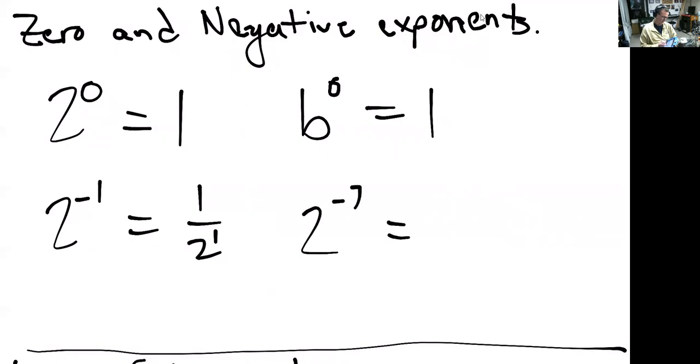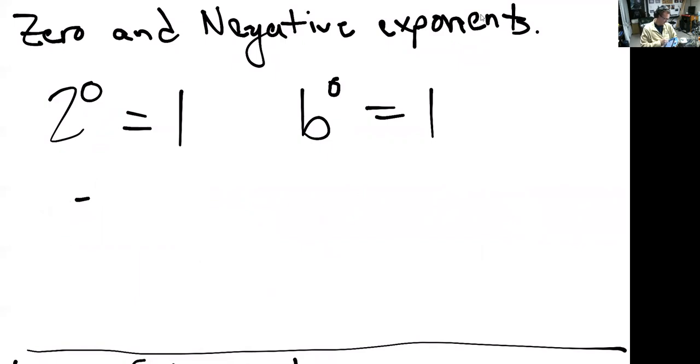2 to the -7 becomes 1/2 to the 7th. You change that sign, so whatever the number is, it becomes positive. And then the 2 to the 7th goes into the bottom, into the denominator. We're going to learn some rules here in just a second to work with things like this. That's just a quick example of it.